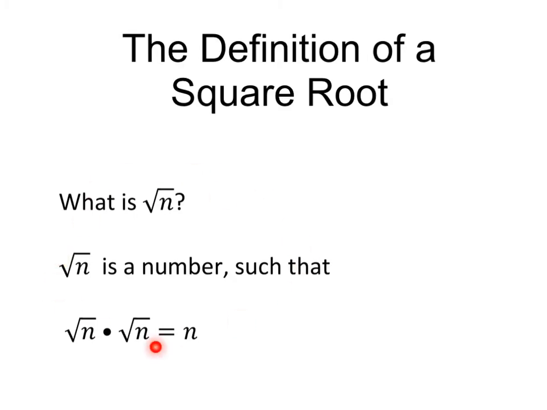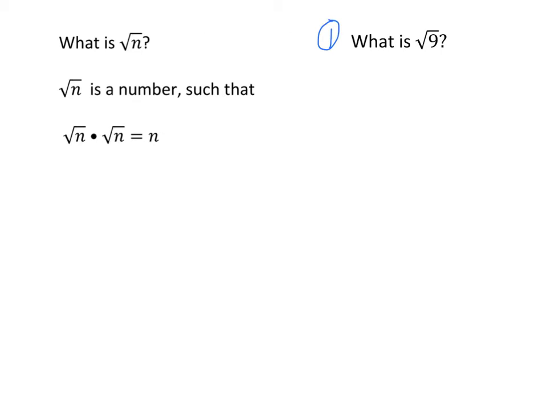Here's the definition I want us to think about. How do we define what a square root is? How would we define what something like the square root of n is? Here's how we can define it. The square root of n is a number such that the square root of n times the square root of n will equal n. So whatever the square root of n is, if you multiply it times itself, you get n.